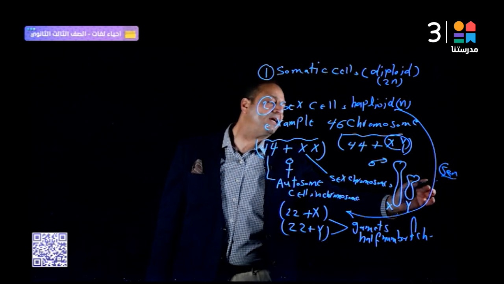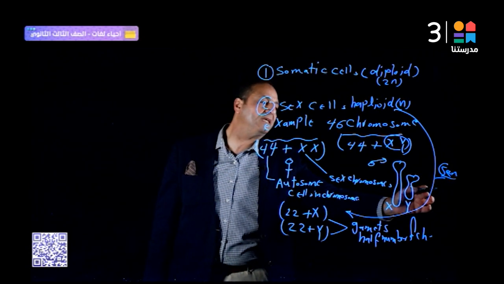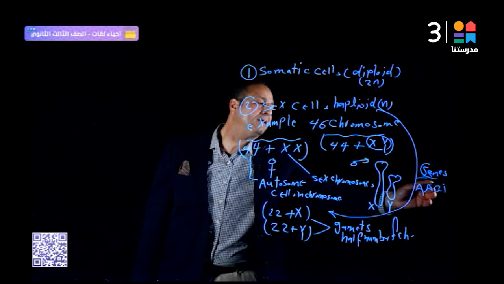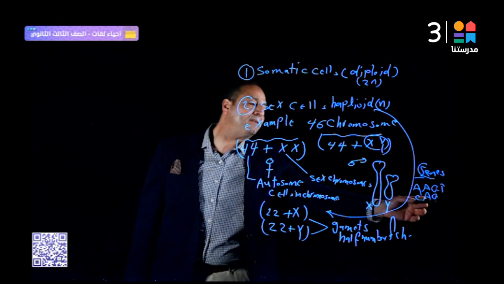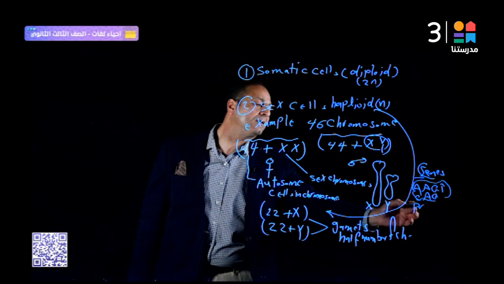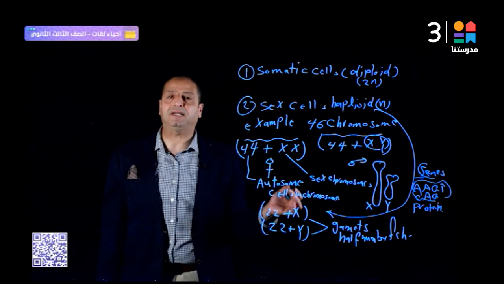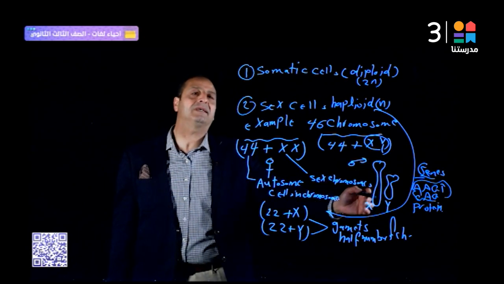Gene, a sequence of nucleotides in DNA, represents the code of a certain protein. For example, adenine, guanine, thymine, cytosine, adenine, guanine. These nucleotides represent a certain code of a certain protein responsible for the appearance of a certain trait. So this is the definition of a gene. That's right.